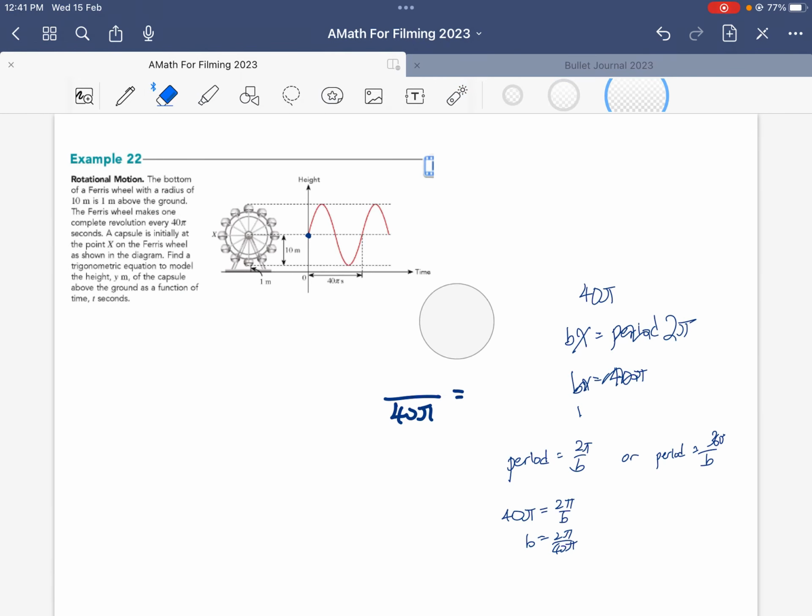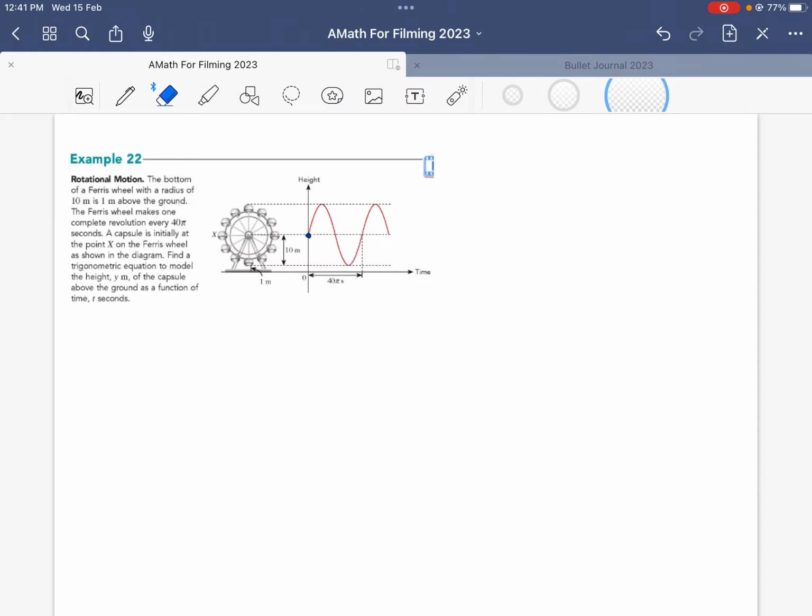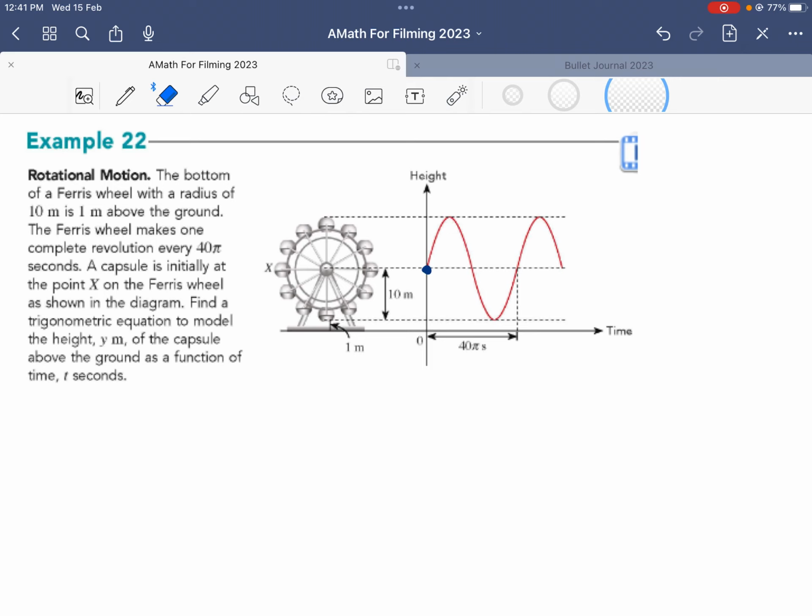Now what I'm going to do here is explain example 22, which can be found in your textbook. It talks about the motion of a Ferris wheel with a radius of 10 meters, 1 meter above the ground. They want us to form a trigonometric function to model the height of the capsule above the ground as a function of t seconds.